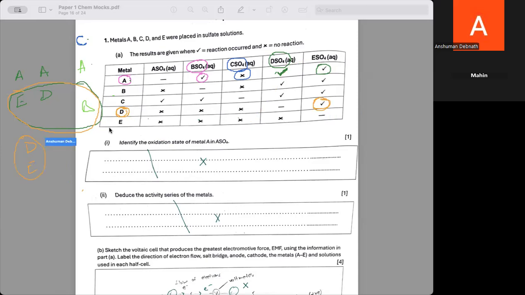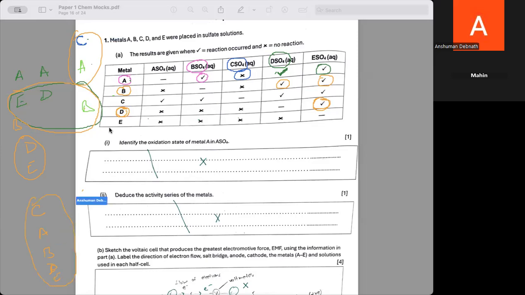Now we have to check B also. Now B is displacing D. Can you see this? And it is also displacing E. Understood. So that means B is above D and E, both. So how is the reactivity? We have confirmed C and A, and after that B, D, E. Interesting question, right? Understood. Clear.